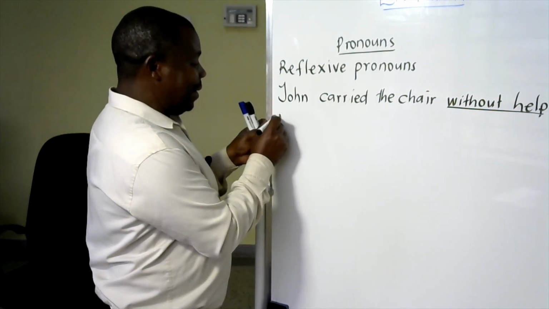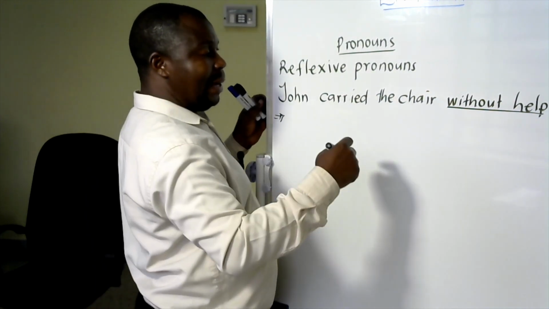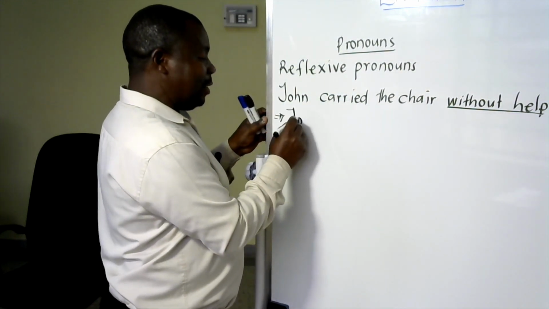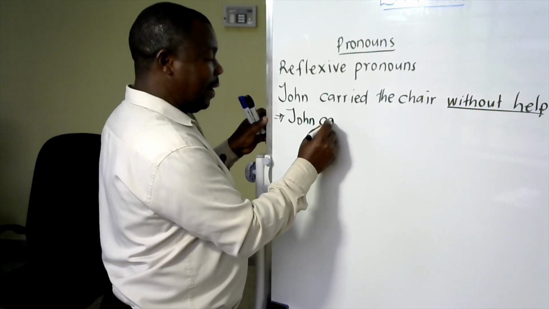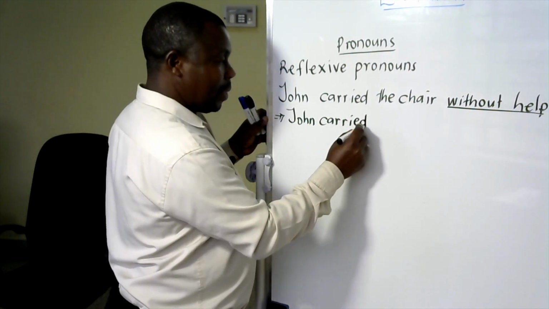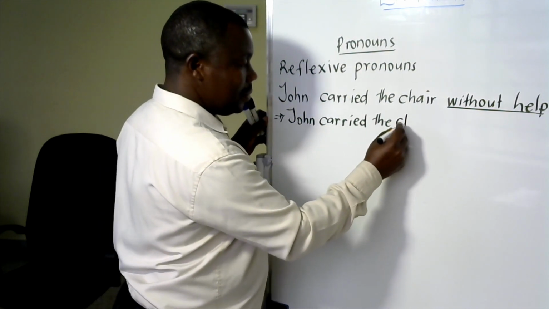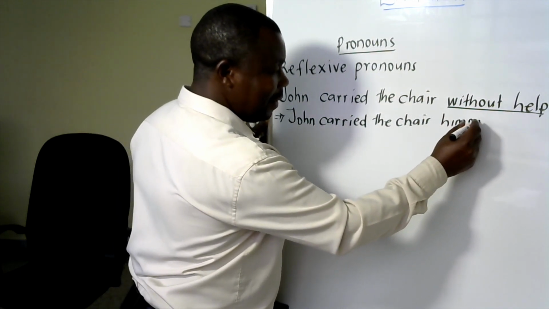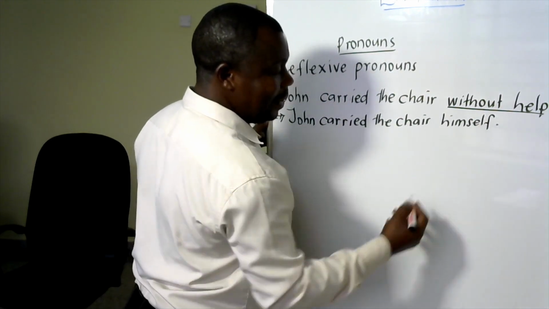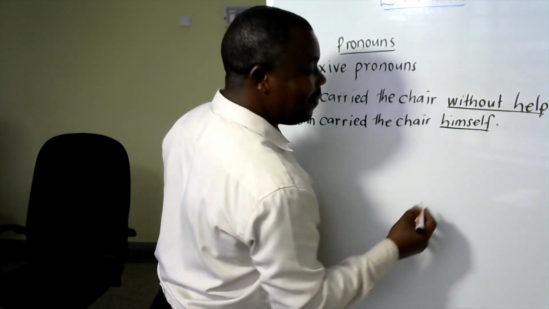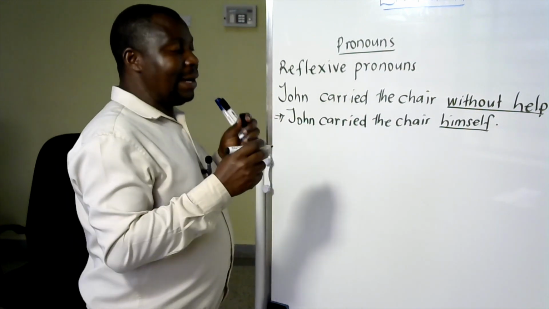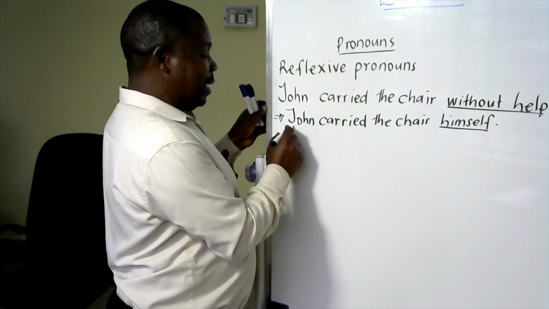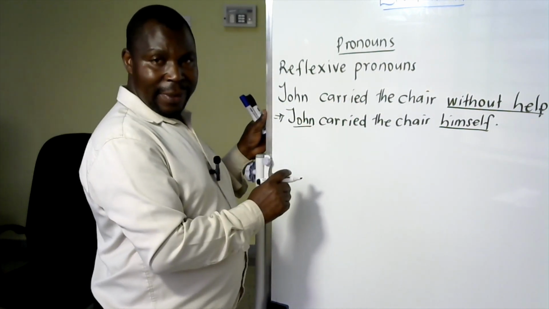The candidate must note that without help is trying to reflect who did what. And the answer will say, John carried the chair himself. So now when you look here, the himself here is a reflexive pronoun, which reflects who did what. So John is the one being reflected in this sentence.